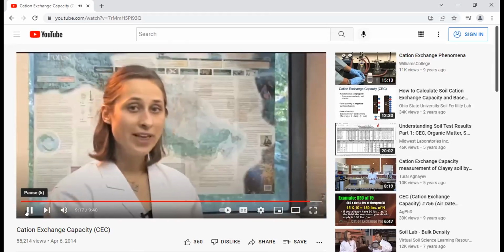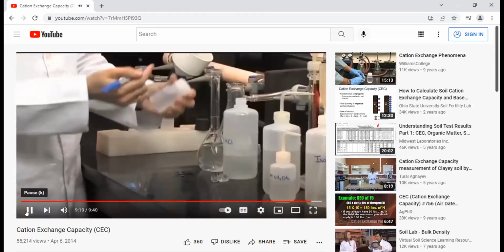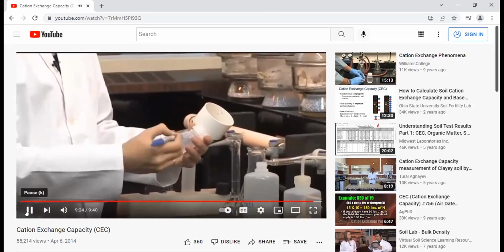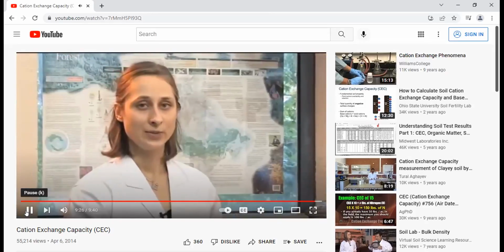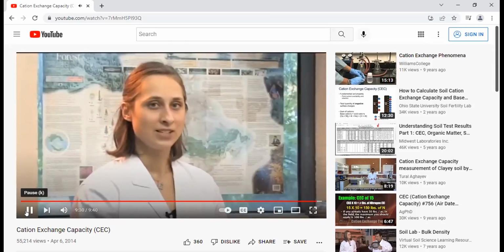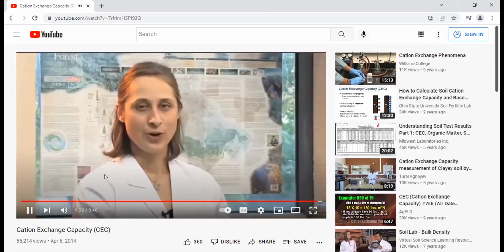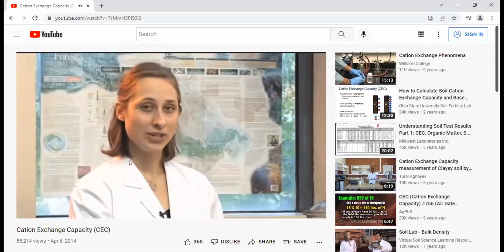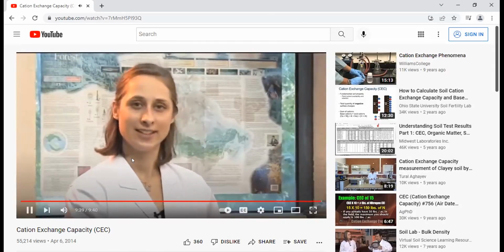And make sure you label that container with your sample code and also with the date so that you know exactly what is there and are able to trace your samples. So that sample will now go for analysis of ammonium. And one way to do that is a colorimetric method using flow injection analysis.